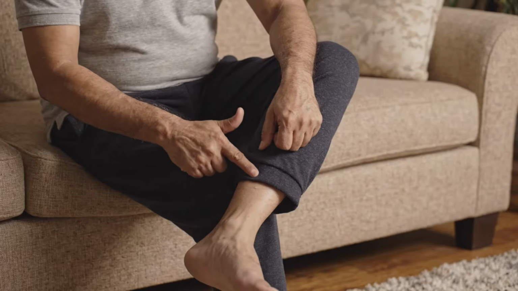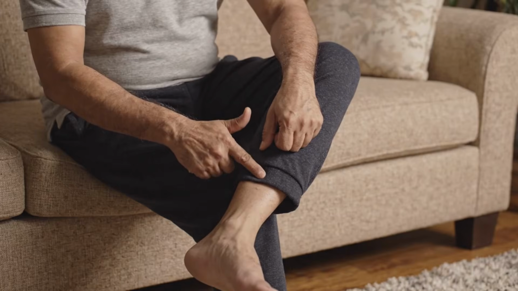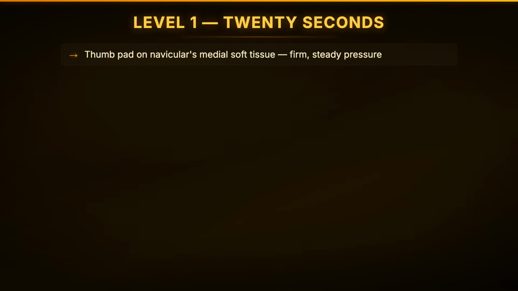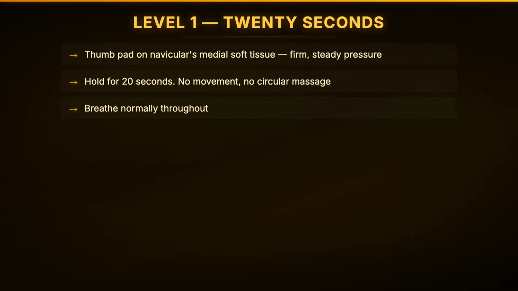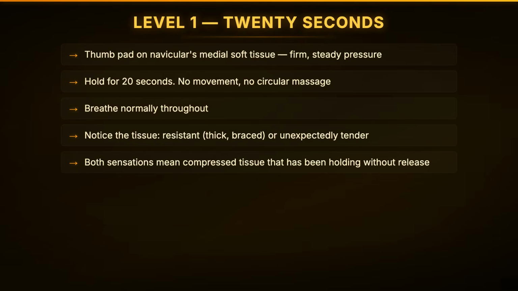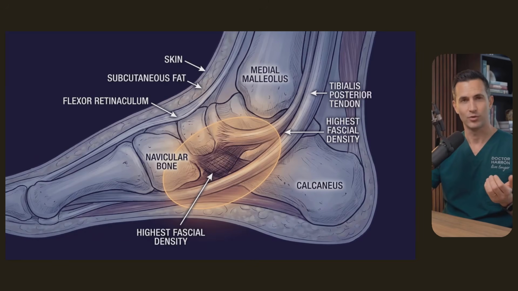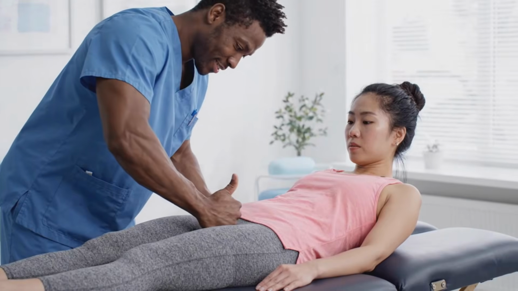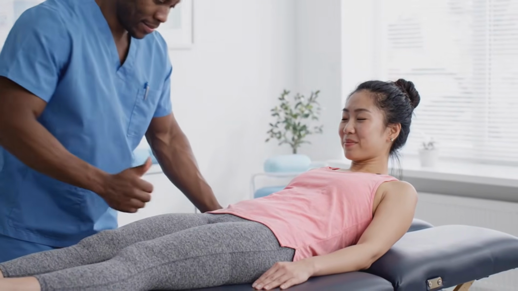Apply pressure, not aggressive pressure, the kind of pressure you would use to press a doorbell that you know someone will hear. Firm, intentional, steady. Hold. That's level 1. 20 seconds. Just hold. No movement, no massage, no friction. Sustain contact with that point. While you hold, breathe normally. Notice what happens at the tissue under your thumb. It will either feel resistant from the start, that thick, braced quality, or it will feel unexpectedly tender. Both of those are the same thing, compressed tissue that has been holding without release.